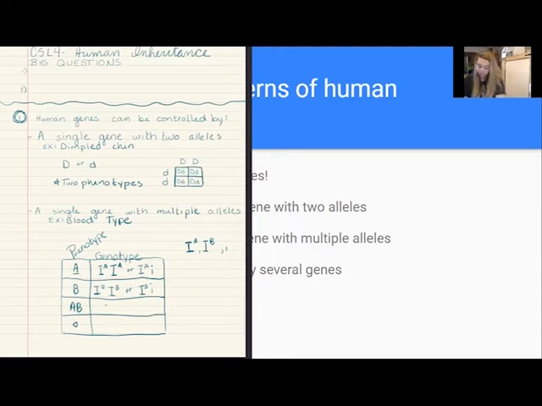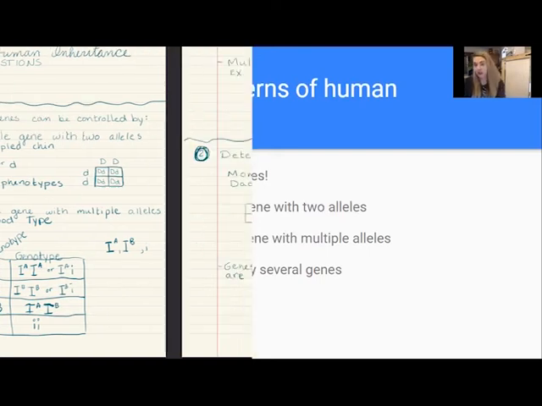Type AB blood is where we see the co-dominance of the A and the B. Type AB blood can only have one genotype, and that's capital I, capital A, capital I, capital B. That's the only way to get type AB blood. And then the only way to get type O blood is to be homozygous recessive.